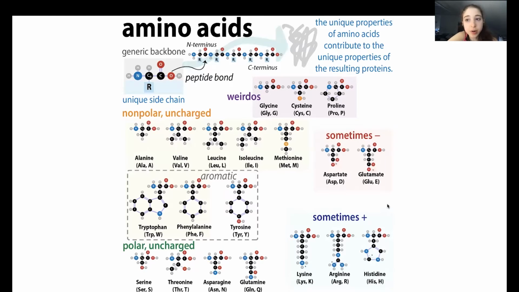But the ones that we need to worry about for charge are going to be aspartate and glutamate. Sometimes we'll see aspartic acid and glutamic acid also, and these are referred to as what we call acidic. And then the basic ones are lysine, arginine, and histidine.